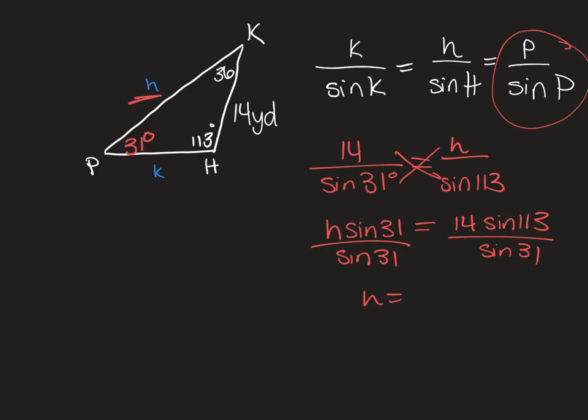So then you're going to plug in 14 times the sine of 113 divided by sine of 31, which is going to give you 25.02. Which they rounded to 25 because on this paper it said to the nearest tenth. So that would be 25.0.